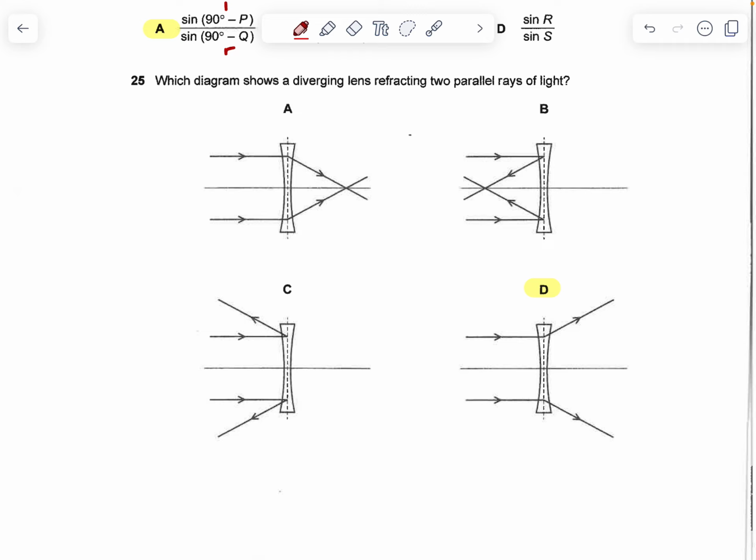Question 25. Which diagram shows a diverging lens refracting two parallel rays of light? So A actually shows a converging lens. D is the one that shows a diverging lens.